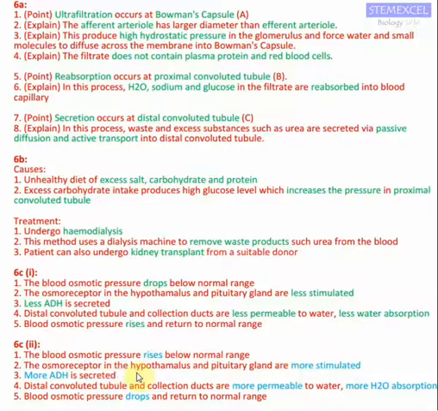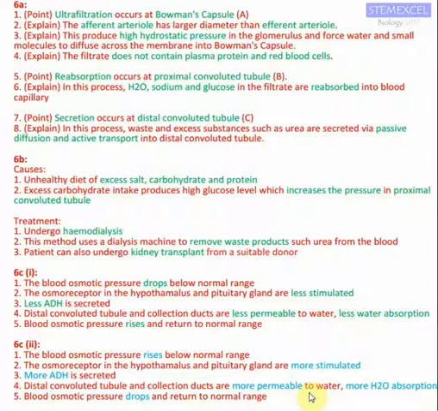The osmoreceptor in the hypothalamus and the pituitary gland are now more stimulated. Because it's more stimulated, you have more ADH, and if you have more ADH, the distal convoluted tubules and collecting ducts will be more permeable, and because it's more permeable to water, of course you will have more absorption of water, and because of more water, this would drop the blood osmotic pressure, and therefore this would return back to the normal range.